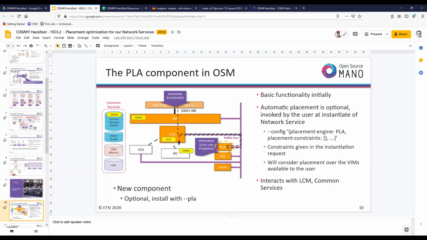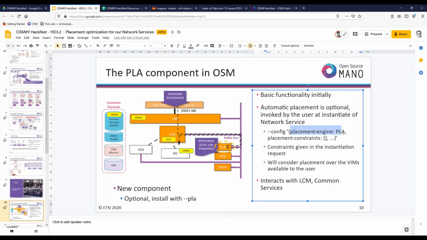As we said in the beginning, we now have some sort of basic functionality initially. There are quite a lot of ideas on how this could evolve, but to start with, we have a more simple thing. And what happens is that when you have a command, for instance, NS create, or from the GUI, if you use that with or without some constraints, it will pass the NBI, and LCM will detect that we intend to have automatic placement support, and that is by this part in the config.